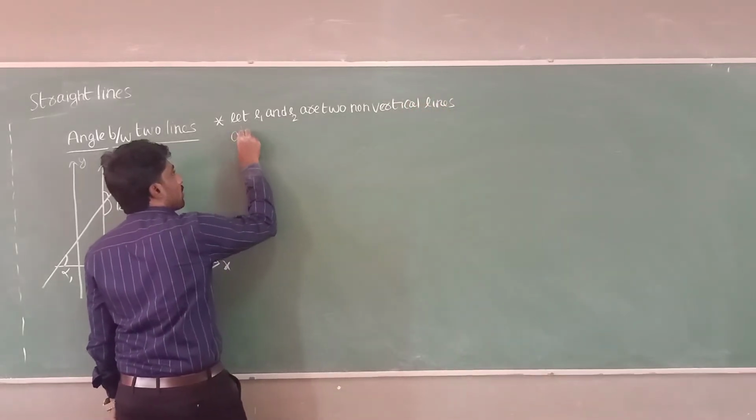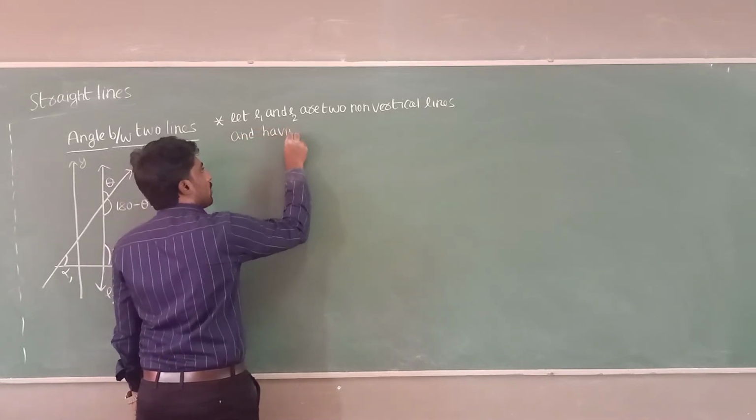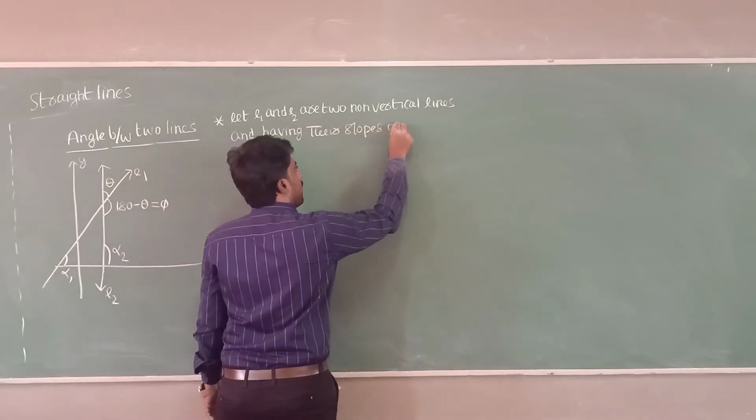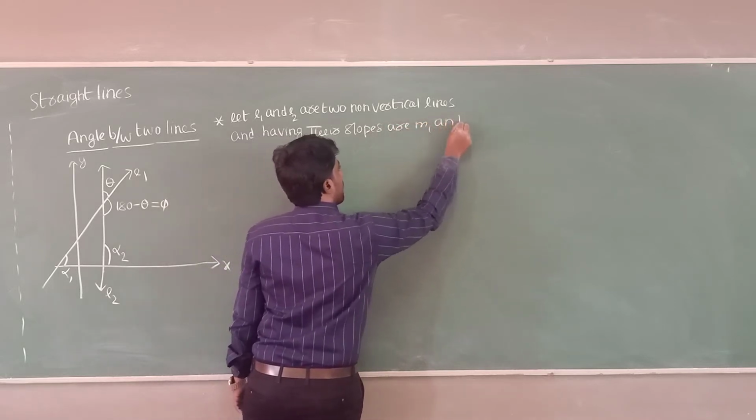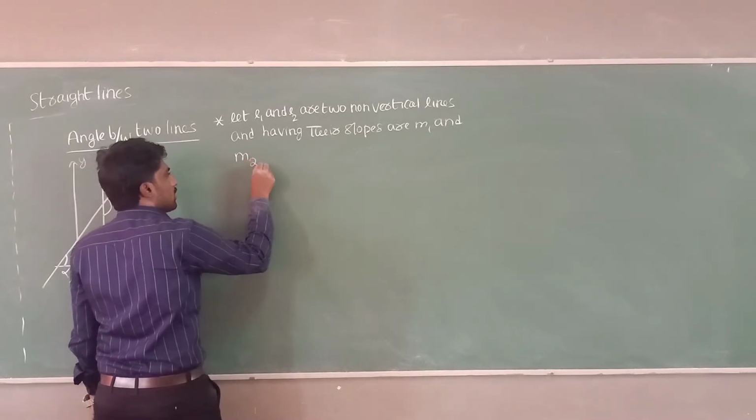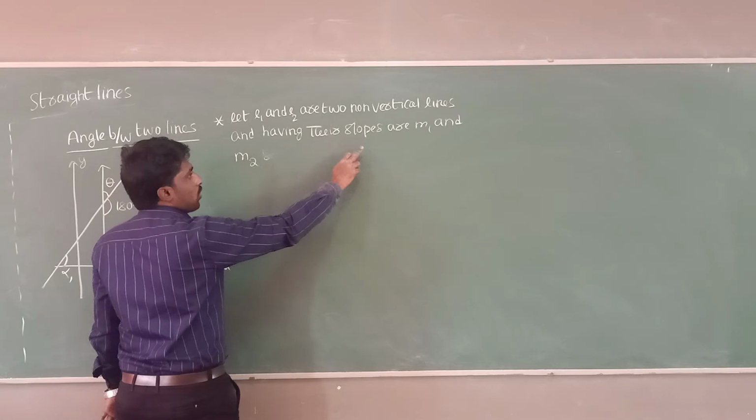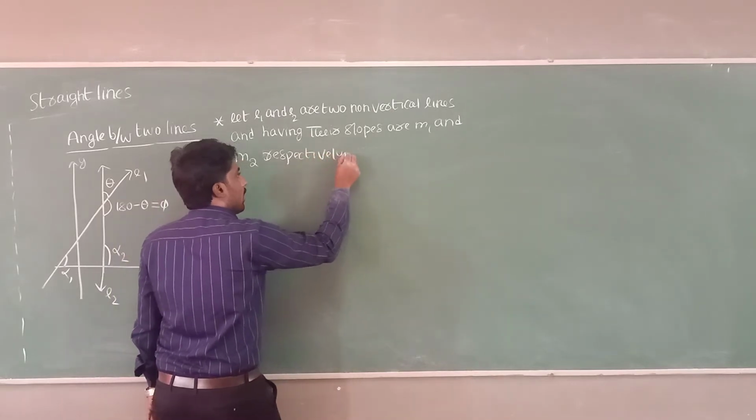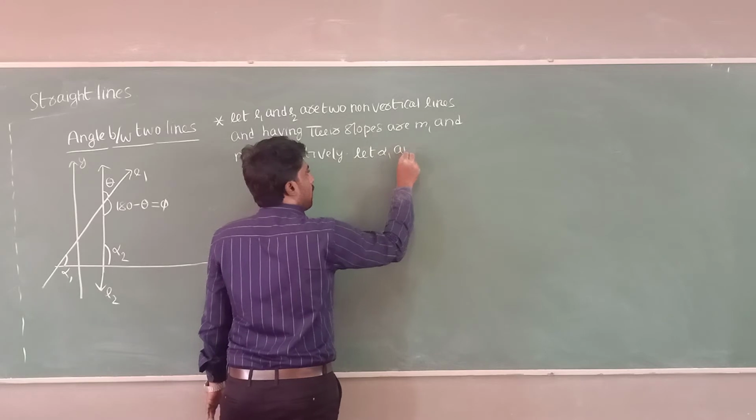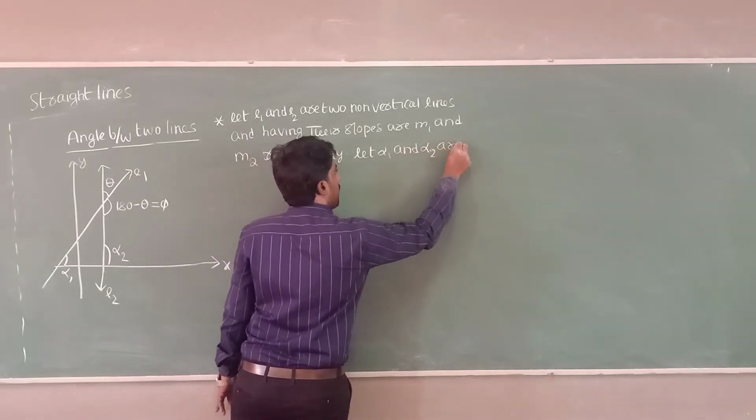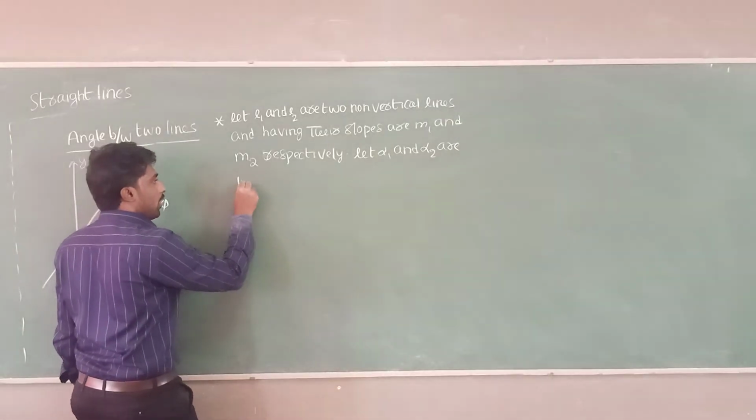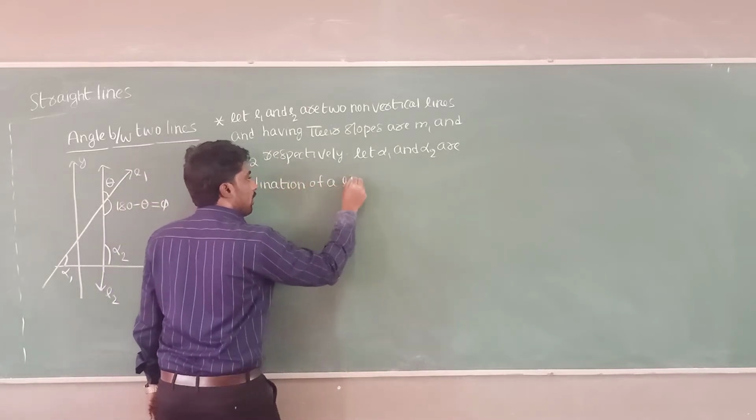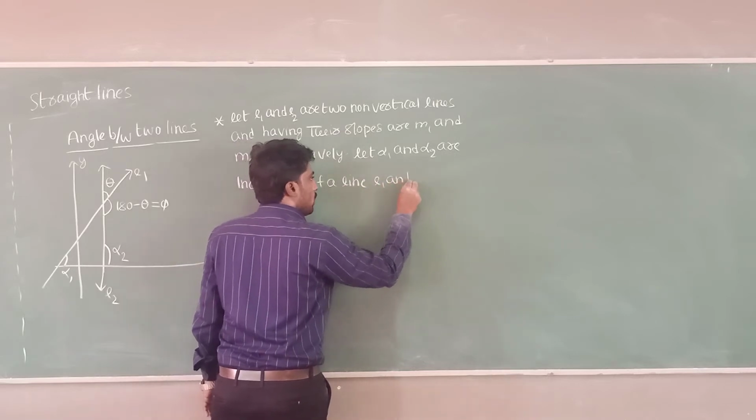And having their slopes m1 and m2. So m1 is the first line's slope and m2 is the second line's slope. Now let alpha 1 and alpha 2 be the inclinations of lines L1 and L2 respectively.